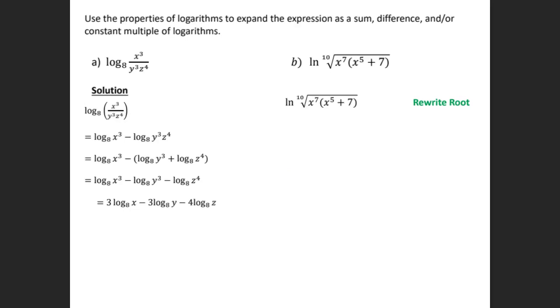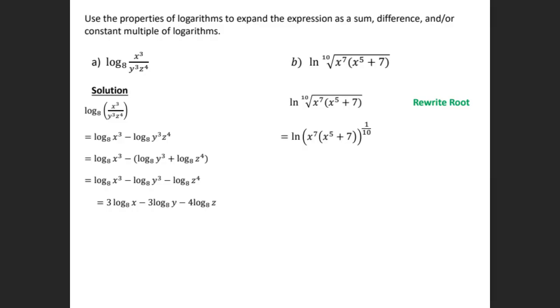We have the natural log of this big square root. The first thing we want to do is rewrite the root. This is a 10th root, so let's write it as an exponent. It says 1/10 power. Now I can apply my power rule, and it's going to give me 1/10 times the natural log of this long expression here.